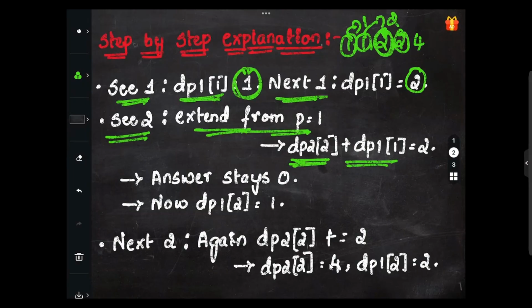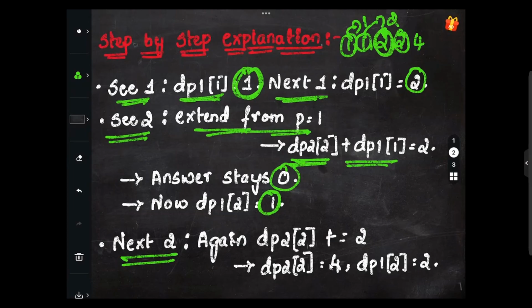So dp2 of 2, the value is 1, right? And dp1 of 1, the value will be considering this first one, 1, right? So 1 plus 1 will be 2. So answer stays 0 initially, and dp1 of 2 now becomes 1, right? So answer stays 0 and dp1 of 2 becomes 1. So this is fine. Now let's move on with the next step here.